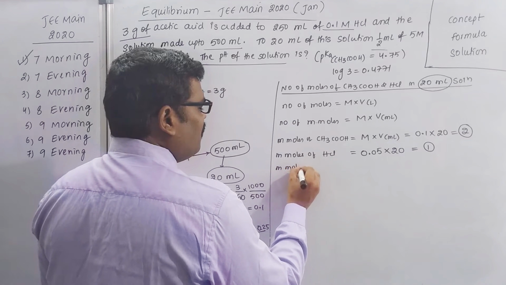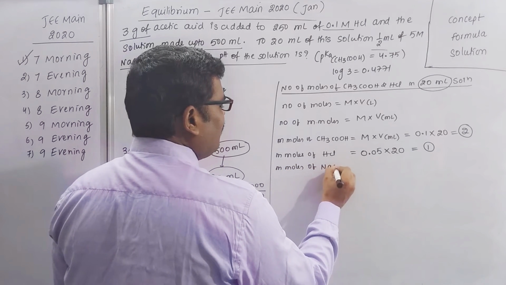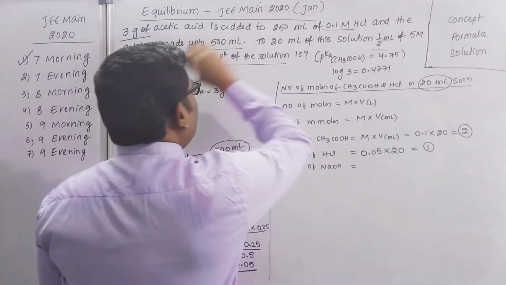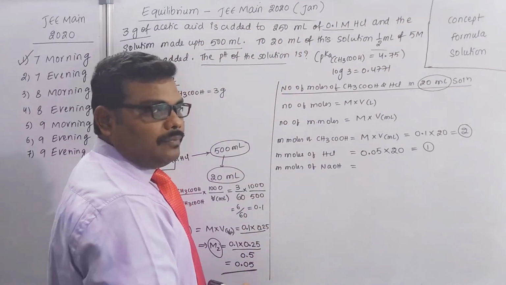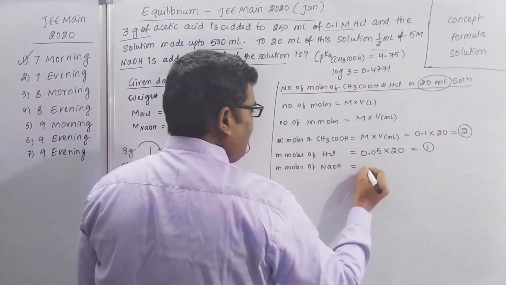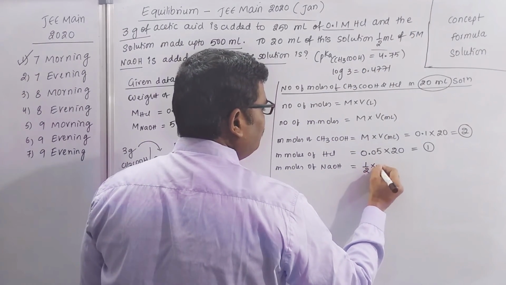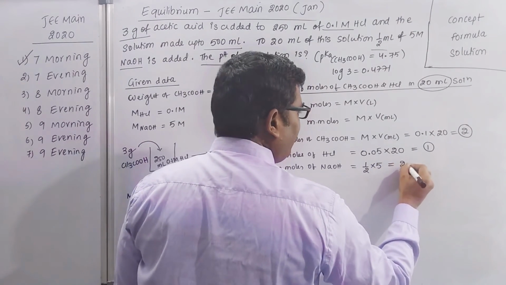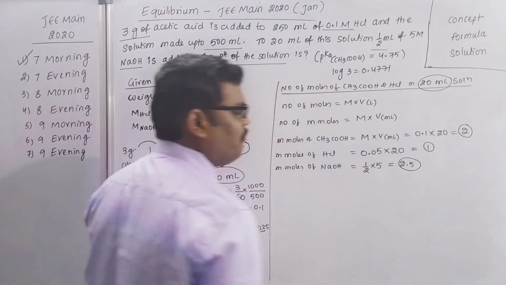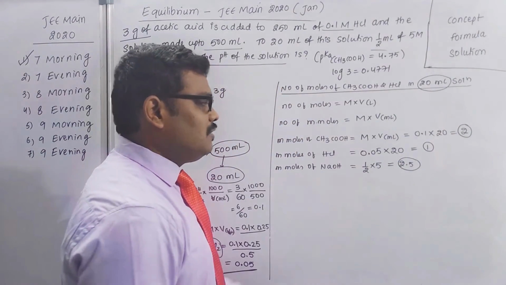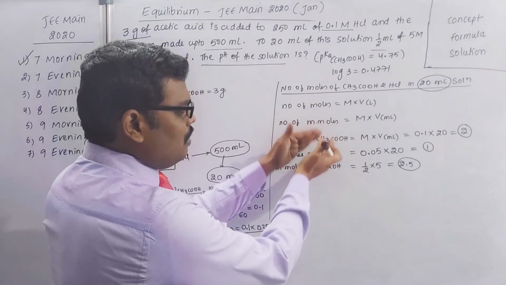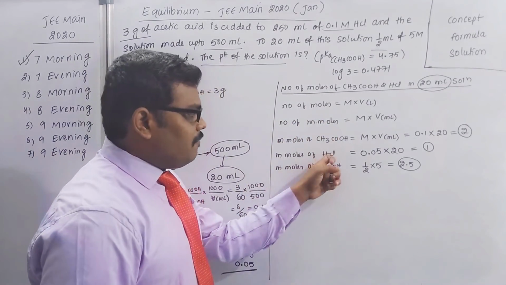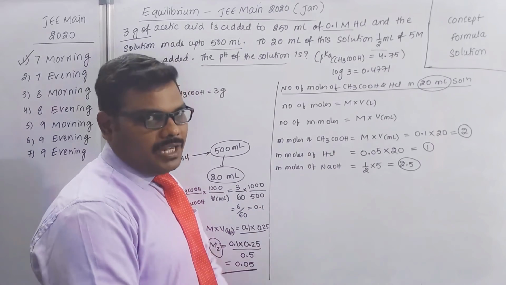Now we can calculate millimoles of NaOH. Millimoles of NaOH is equal to, see, half ml of 5 molar NaOH is added to only 20 ml. So we can calculate from this half ml, 1 by 2 into 5. This is millimoles of NaOH, that is 2.5. Then we have 2 acids and 1 base. You know, strong base first reacts with the strong acid, then only the weak acid.